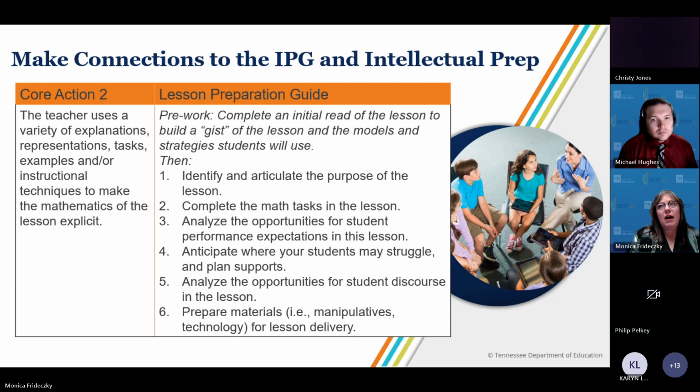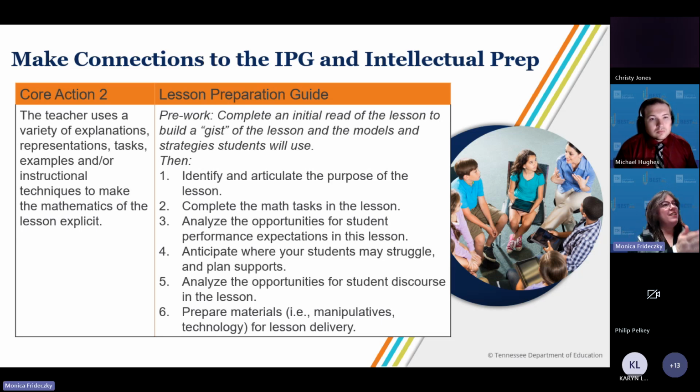Now, I will say this, that in lesson prep, this could be a discussion between multiple teachers, a teacher and a coach, a teacher and a special education teacher, a core content teacher and a SPED teacher, so that they can have a shared understanding of what it is that the students are going to need access to so that they can experience success in solving the tasks and the problems that we're going to put in front of them. Anticipating where the students might struggle.